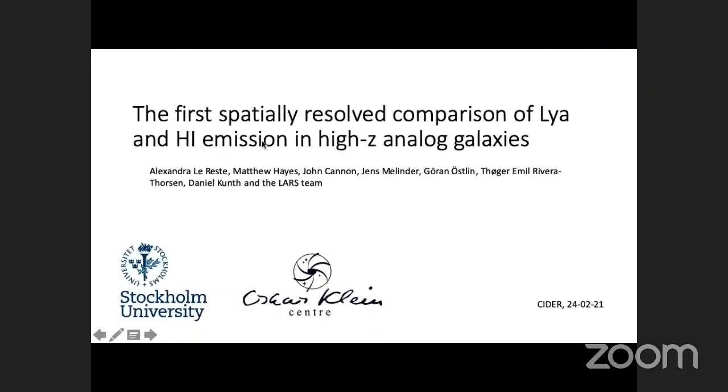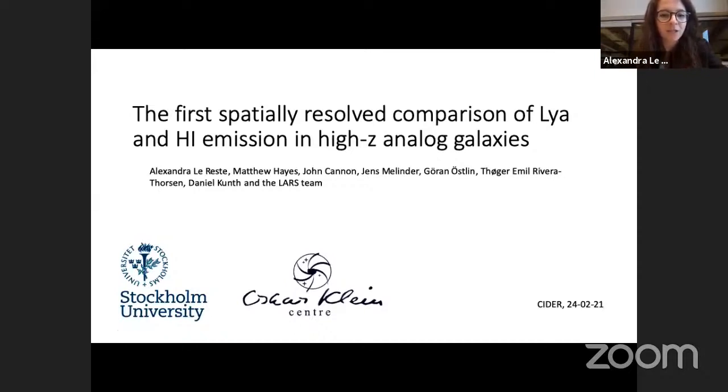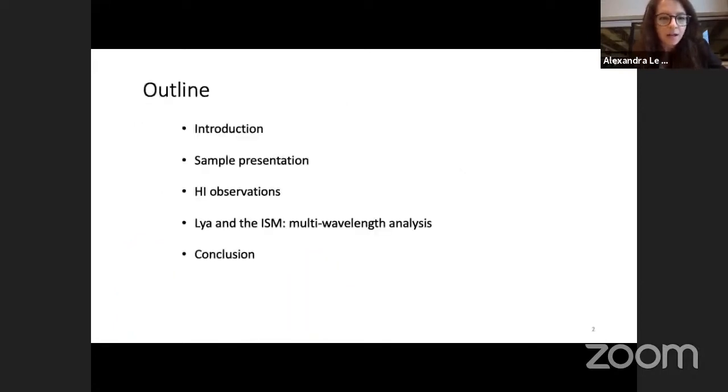Okay, so I'm Alexandra Reste. I'm a PhD student at Stockholm University, and I'm going to tell you about work that I did with the last team on the first spatially resolved comparison of Lyman alpha and 21 centimeter H1 emission in galaxies that are analogs to the ones at high redshift. So the talk is going to go like this. I'm going to start with a short introduction, just stating the questions that motivated this study. I will show a bit more about the sample. I'll present the H1 observation and the multi-wavelength analysis showing the Lyman alpha and the other components of the interstellar medium. And I will finish with a brief conclusion.